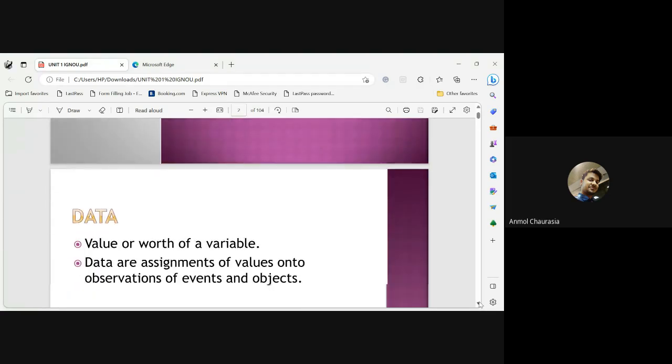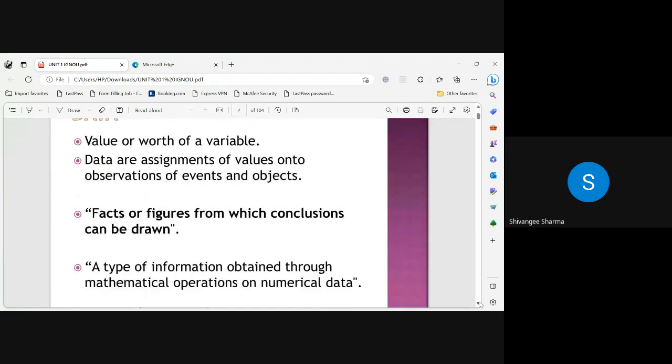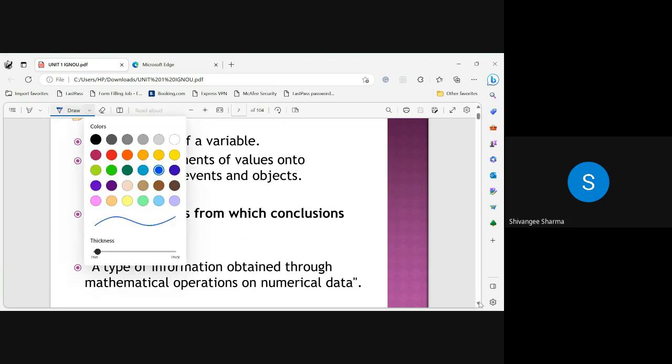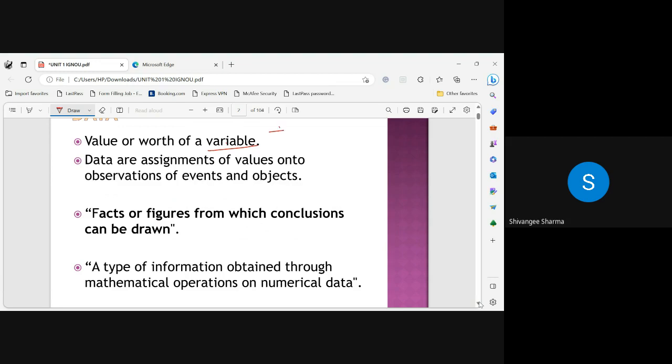Okay. So, what is data basically? The data is the value or worth of any variable. Means the variable can be anything which you want to study, or anything which you want to analyze. It can be, if it's management related, then if you are analyzing the sales figure with respect to time, then one variable will be sales and the other variable will be time. Time will be independent here. We will study in further slides also what is dependent and what is independent variable. So it is the value or worth of a variable, that is data.